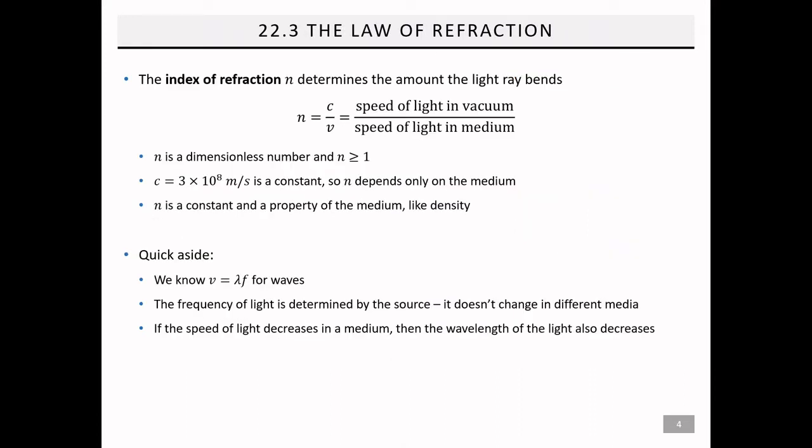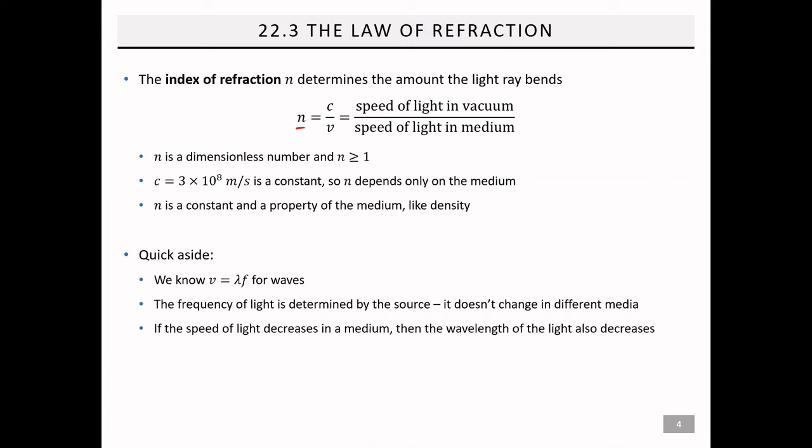We'll characterize this behavior using something we call the index of refraction. For this we use the small letter n, and this determines the amount that the light ray actually bends. So n is equal to the speed of light in a vacuum divided by the speed of light in the media that you're looking at. So for air, for instance, it would be c divided by the speed of light in air. Now n is a speed divided by another speed, so it's a dimensionless number. It has no dimensions at all.